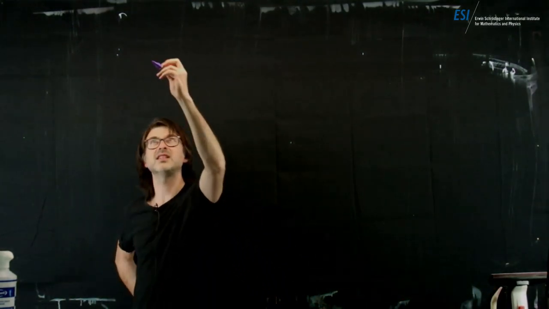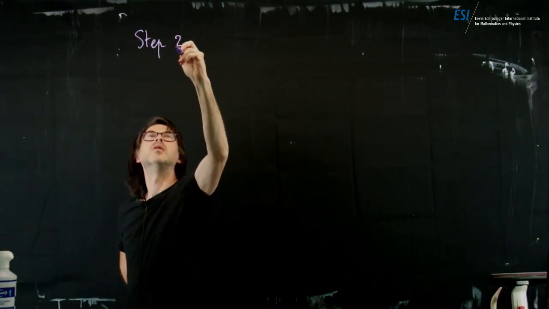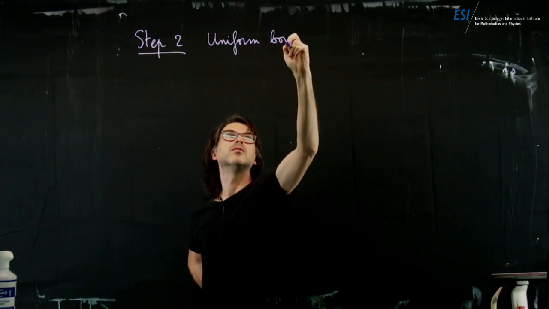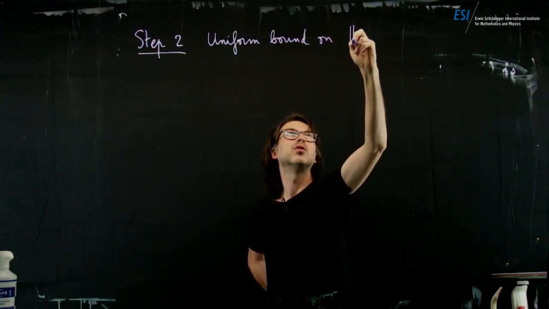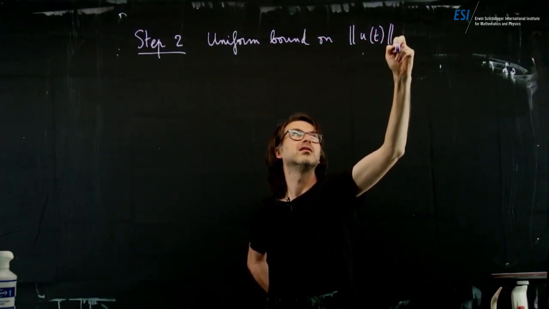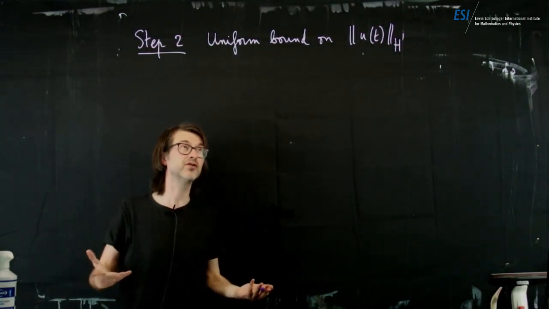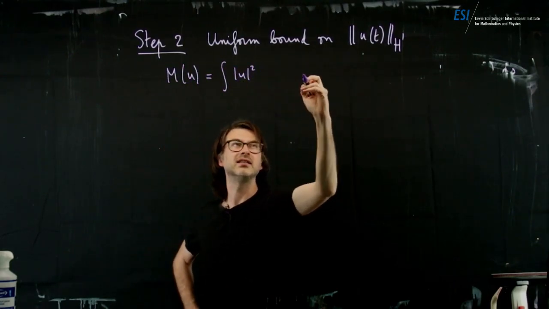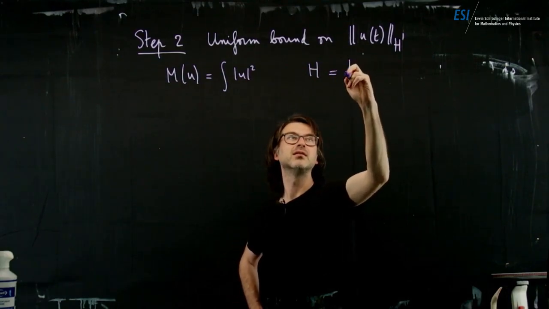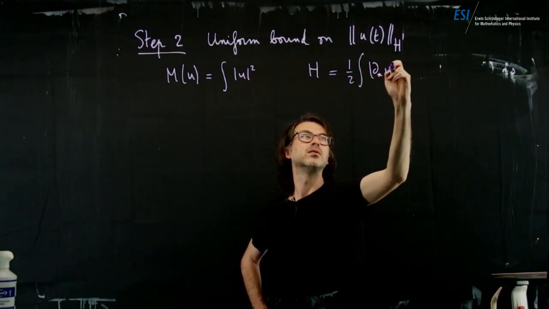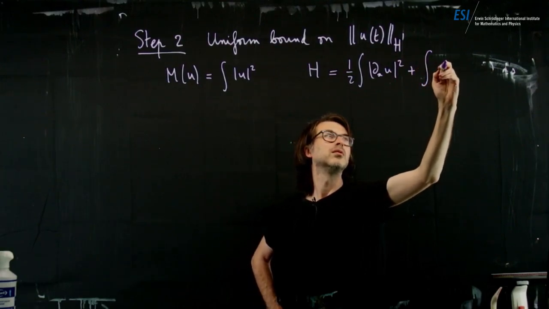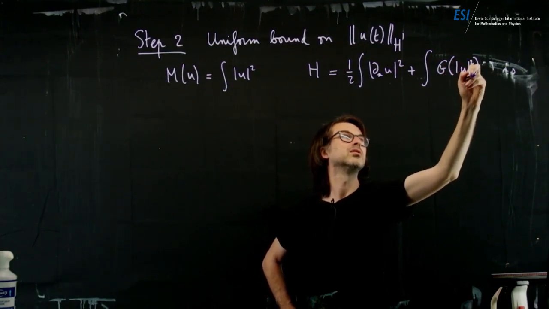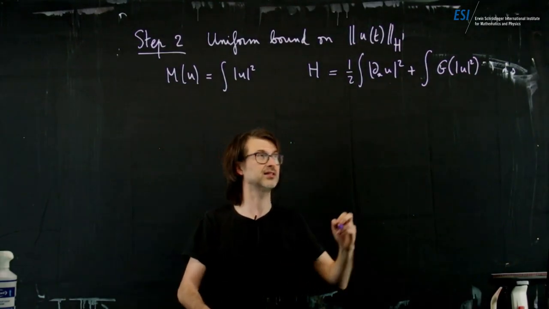Okay, so now step two is how to get a uniform bound on the norm of u of t in H1. Basically, we have two conserved quantities, the mass, remember, and the energy or Hamiltonian, with the term g of |u|². Oh, and here this is a negative sign.